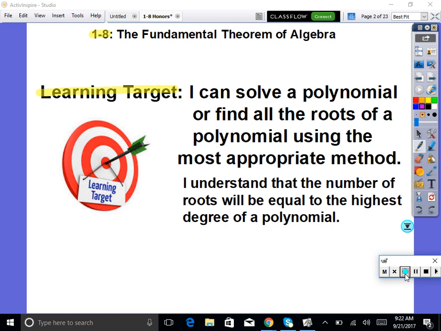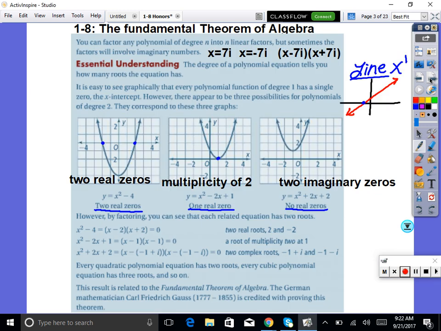So we're going to just solve a polynomial or find all the roots, same thing, of a polynomial, and we're going to use the most appropriate method. So depending on the polynomial, yes, you've got to choose what's the most appropriate method. Then also you have to understand it's called the fundamental theorem of algebra, which is the number of roots will be equal to the largest degree of the polynomial, which we already know, right? We've talked about that. Okay. So this is the fundamental theorem of algebra.